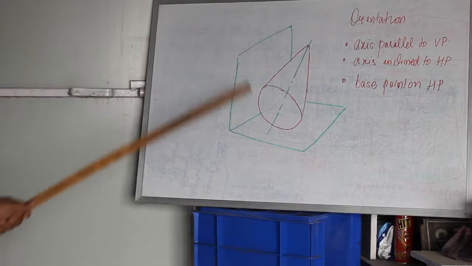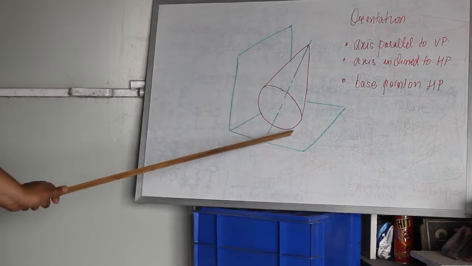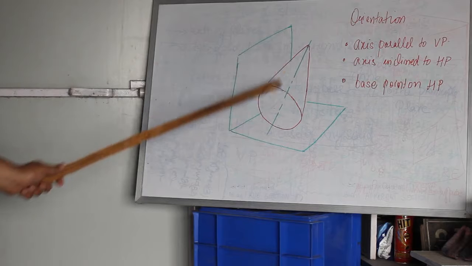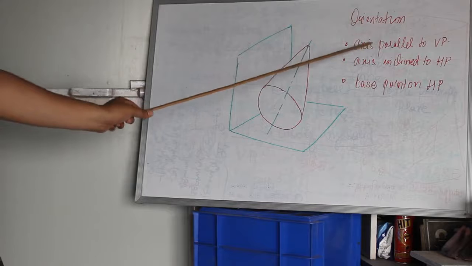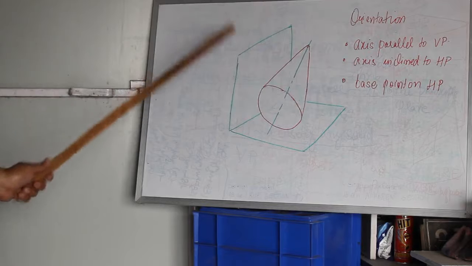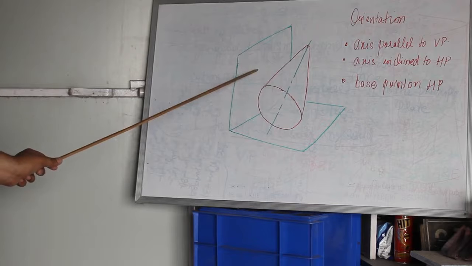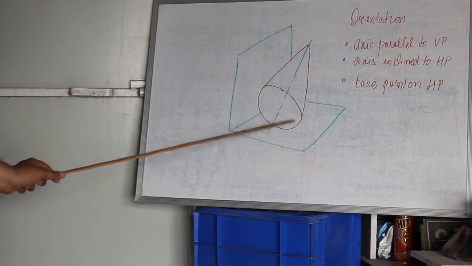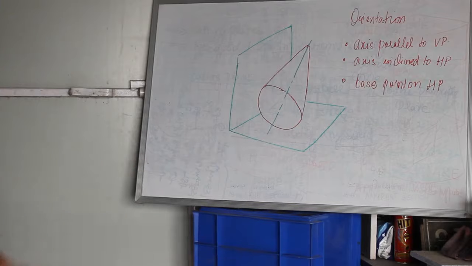Orientation of the solid. In this orientation, I can see that the solid axis is inclined to HP. If the solid axis is inclined to HP, the solid axis is parallel to the vertical plane. So these three points coexist at the same time: axis inclined to HP, axis parallel to VP, and the base point on HP. You can see that the circular base, this one point, is on the horizontal plane.